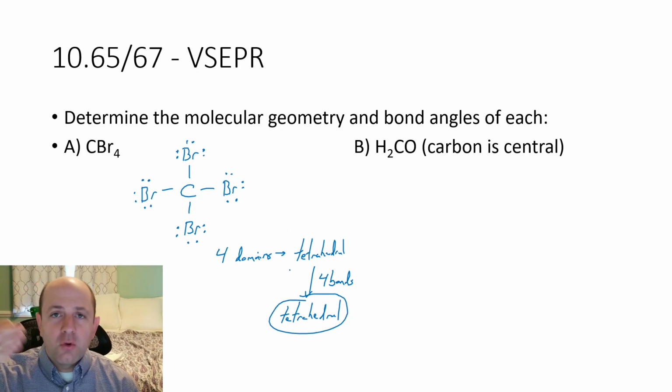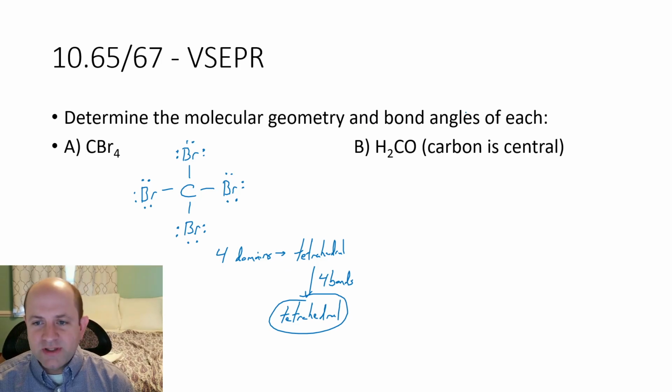And then if you were to go on to the next problem, you say, oh, what's the bond angle of that? Well, you just look it up from the table, make sure you know these numbers. For tetrahedral, it's always 109.5 degrees. So there's the 2 answers for that problem, tetrahedral, and then that means 109.5.